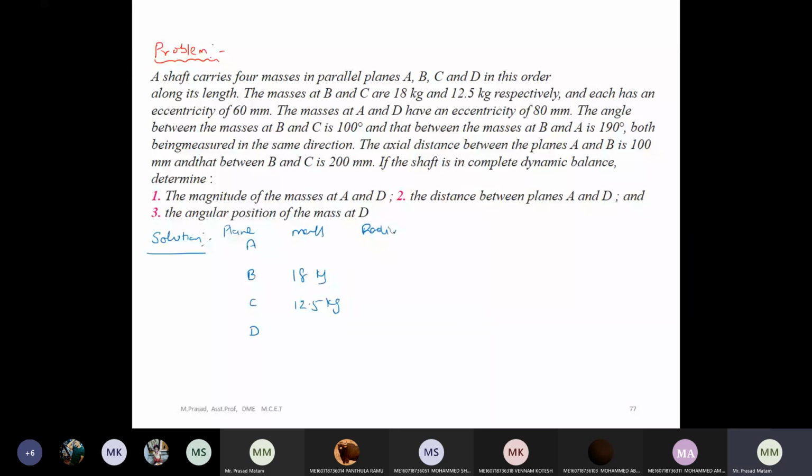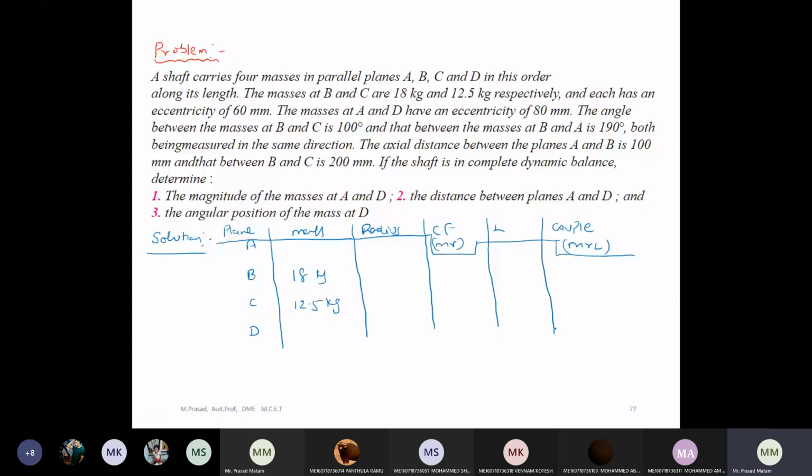radius, next centrifugal force CF, that is M into R. Next, L is the distance from the reference plane, and last one is the couple, that is the product of MR into L. Okay, just separate the planes in a tabular column like this. So solve the problem parallel to me.